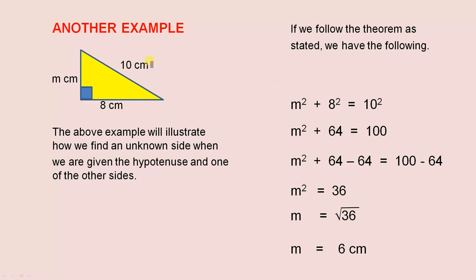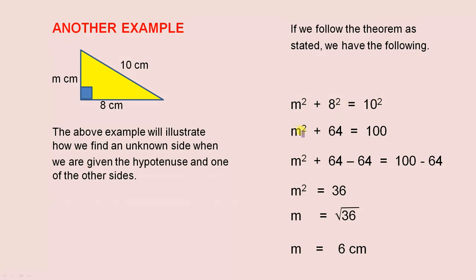Another example which allows us to find the other side. The above example will illustrate how to find an unknown side when we are given the hypotenuse and one of the other sides. So we have the hypotenuse, one of the other sides, but we can find the other one. So the theorem says that the square on the hypotenuse, which is 10 squared, equals the sum of the squares on the other two sides. So m squared plus 8 squared equals 10 squared.